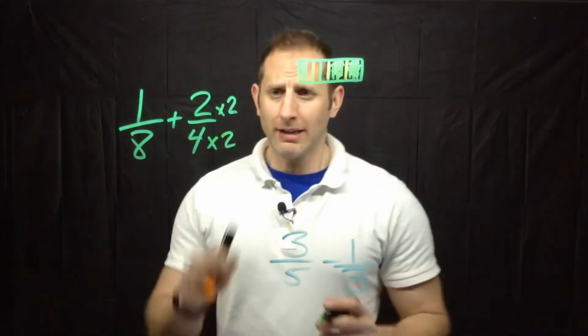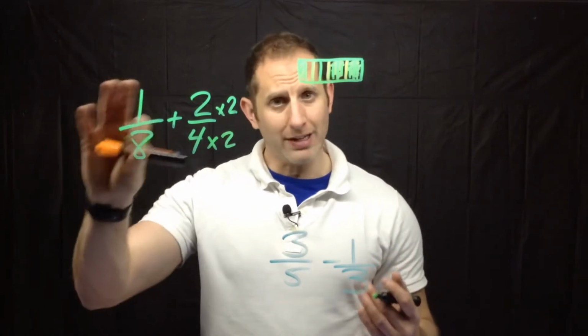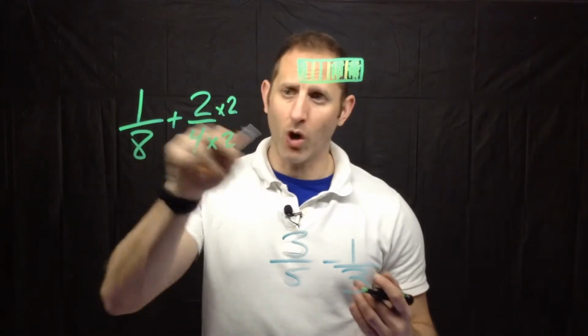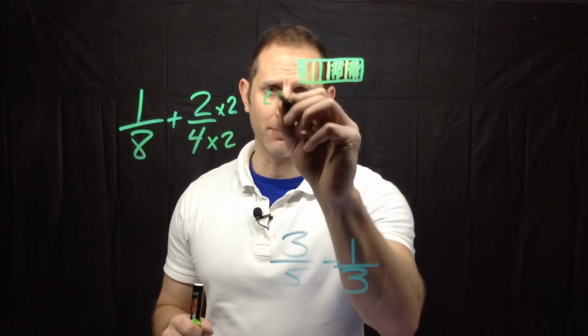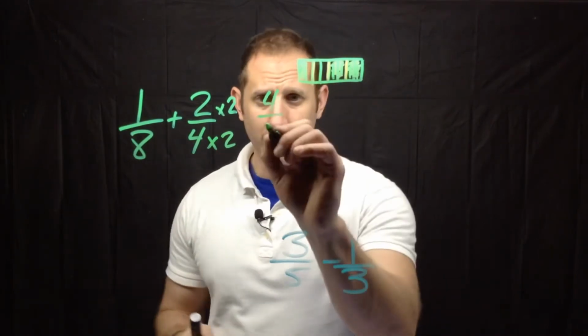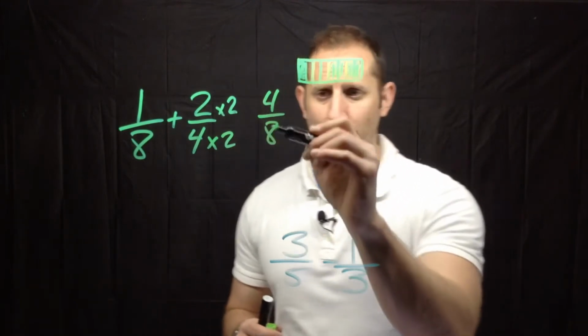So back to this. Let's change this fraction to an equivalent fraction. So what we have here is 1/8, and we're doing nothing with it because I can change this one to make eighths. So if I multiply 2 times 2, I end up getting 4. And if I multiply 4 groups of 2, I get 8. So now that has changed my fraction from 2/4 to 4/8.